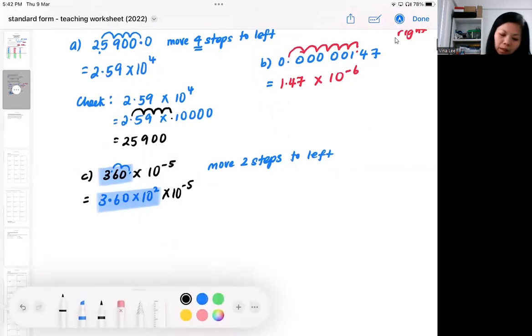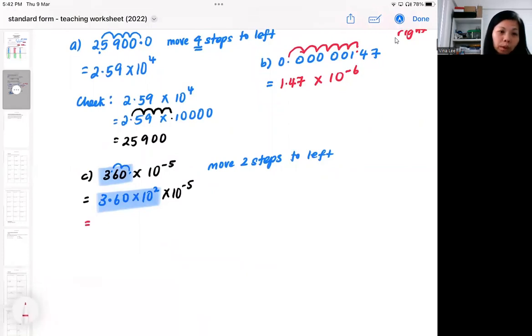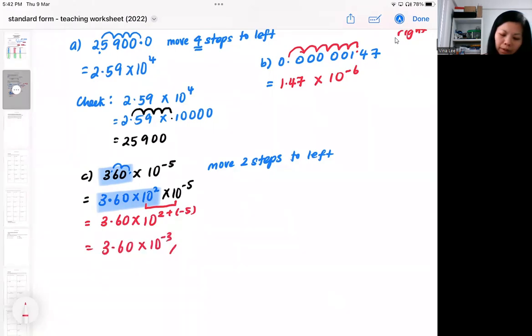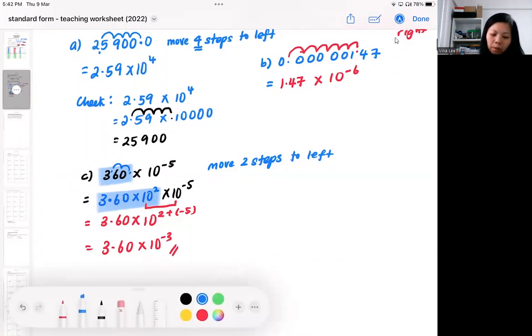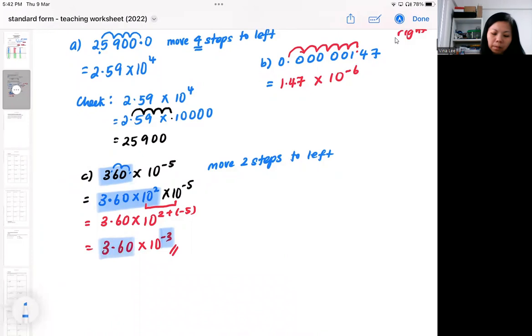So the final answer will need you to do a little bit of indices. This one is same base multiplication, so you add the power. So that will be your final answer. You check, is the power a whole number? And is this number more than 1 and less than 10?